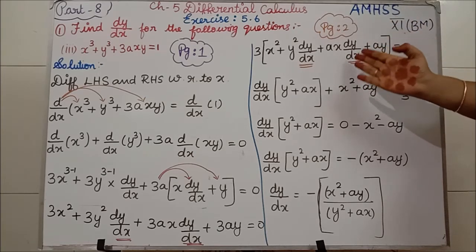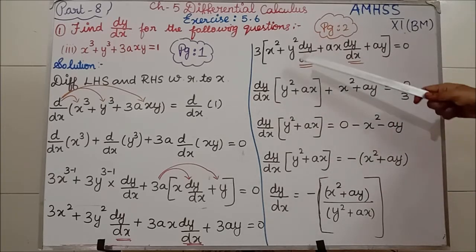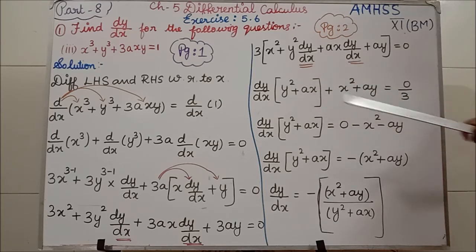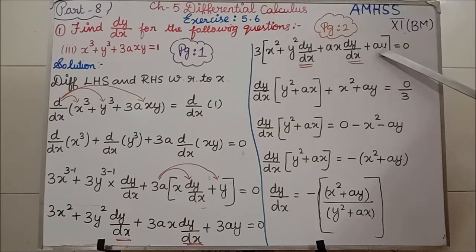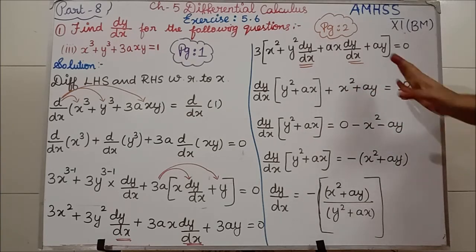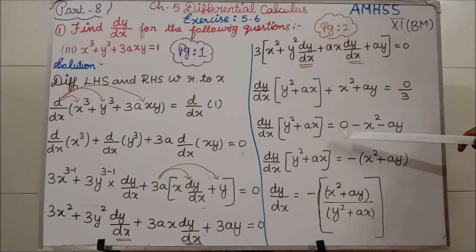So we can take dy by dx commonly out. If you take dy by dx commonly out, inside what do we have? y square plus ax. Still what is the term we have? x square plus ay, that I am writing separately because we don't have a common term for both. So we are writing as such. 0 divided by 3. The next step, dy by dx, y square plus ax, I am writing as such, is equal to 0 divided by 3, answer is 0.